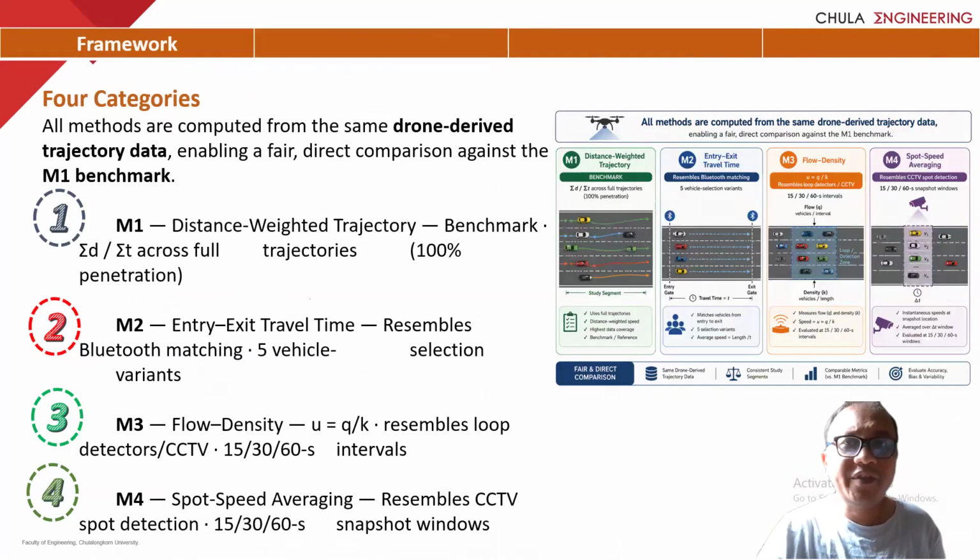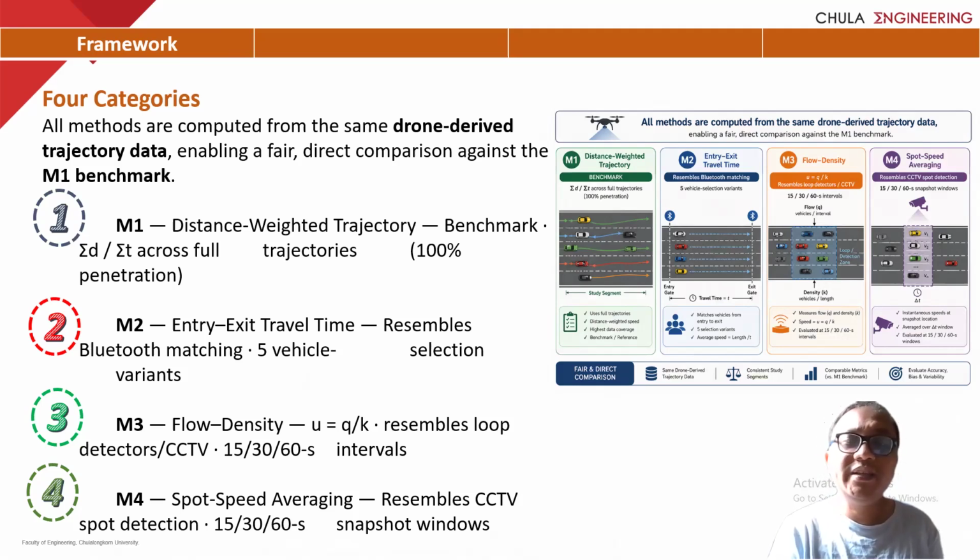If we look at the framework over here, we have 4 categories of average speed estimation. M1 is the benchmark, which uses the distance-weighted trajectory and can be represented by 100% probe vehicle penetration. It uses the full trajectory data, so it is data hungry.